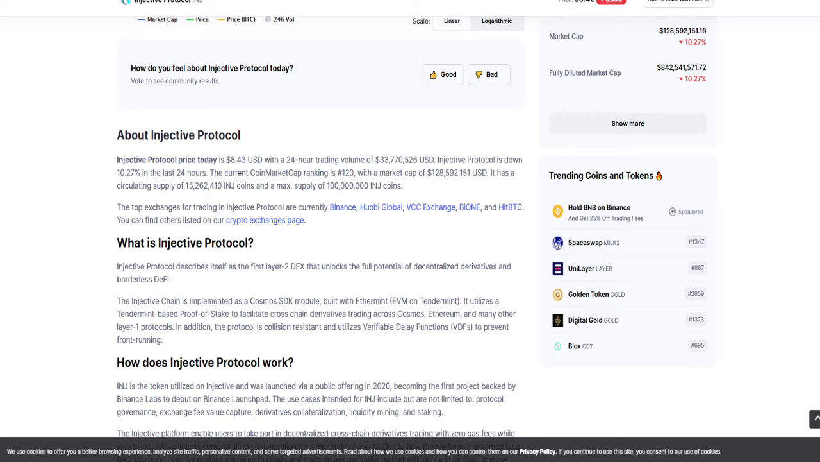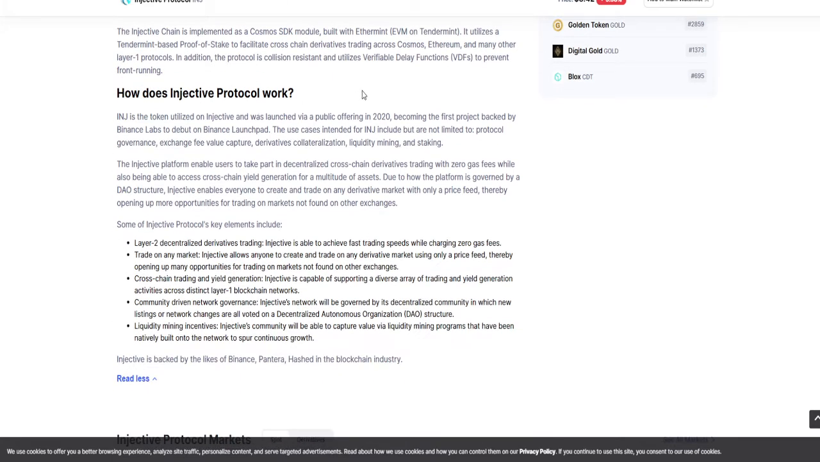It utilizes a Tendermint-based Proof-of-Stake to facilitate cross-chain derivatives trading across Cosmos, Ethereum, and many other layer 1 protocols. In addition, the protocol is collision resistant and utilizes verifiable delay functions to prevent front running. Now, how does the protocol work?